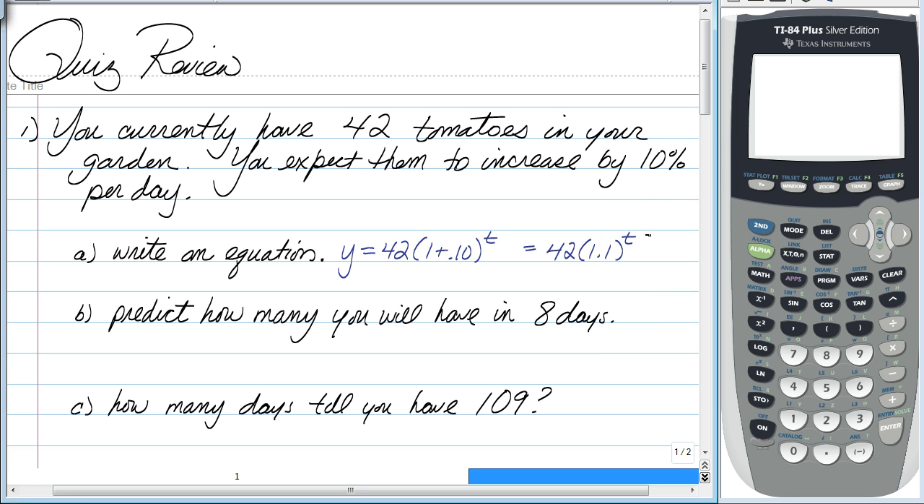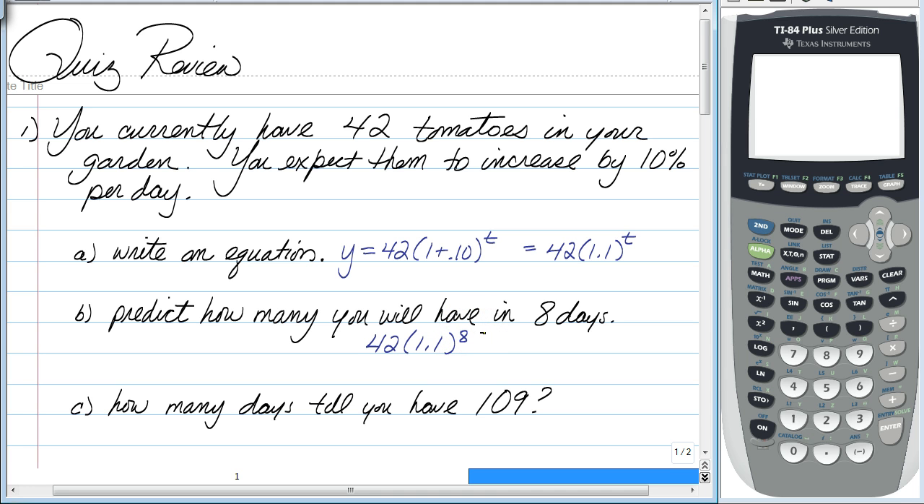Okay? So that's it. y is equal to 42 times 1.1 raised to the t. That's the equation that represents this situation. So predict how many we're going to have in 8 days. For that, all you need to do is substitute the t with an 8.